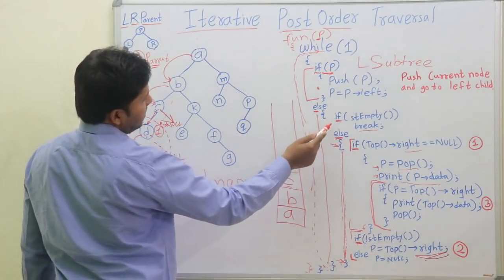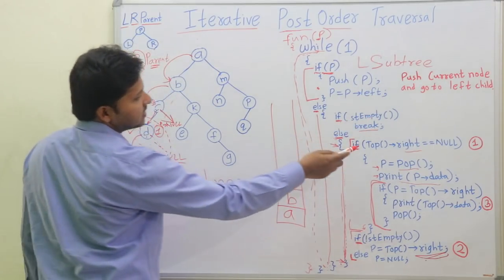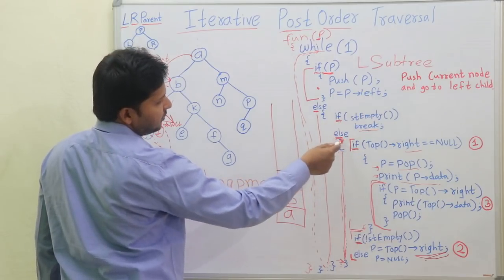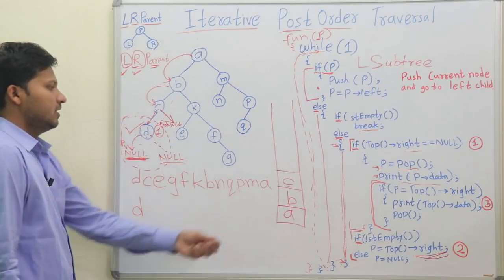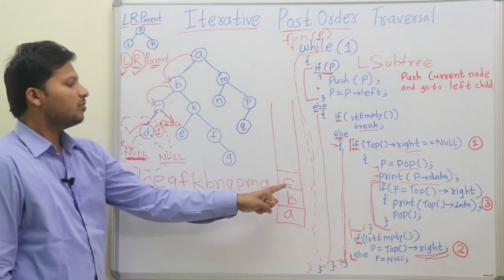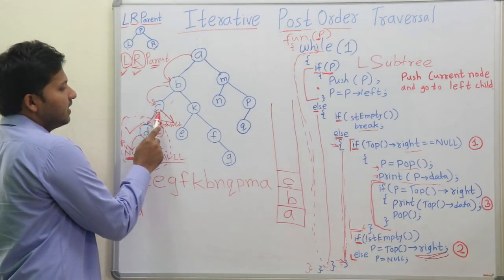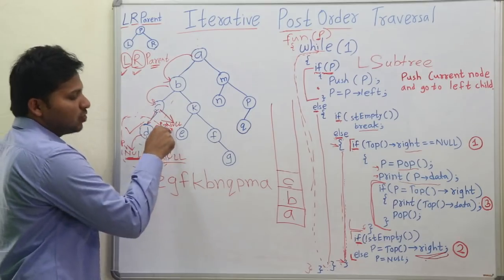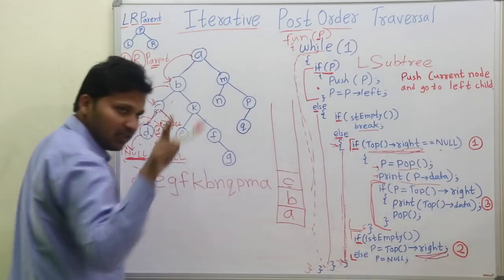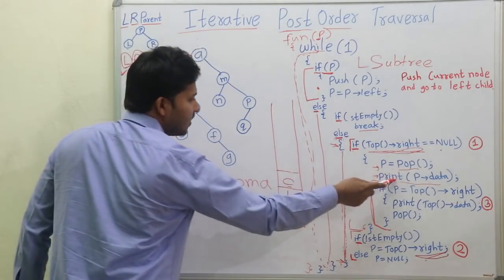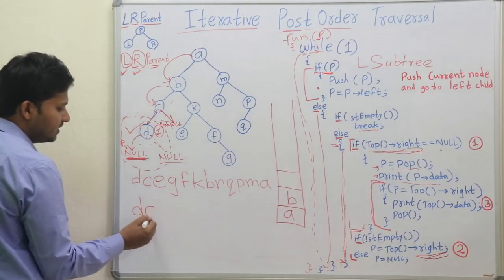So this block is not satisfied and we go inside the else. If stack is empty, no, the stack is not empty. So let's go inside the else for this if. Check if top points right equal to null. What is the top node now? Top node is C. As the top node is C and its right is null, here is that condition to check whether the right is null, and if it is null then just pop that node and print that node. So we pop C and print C.